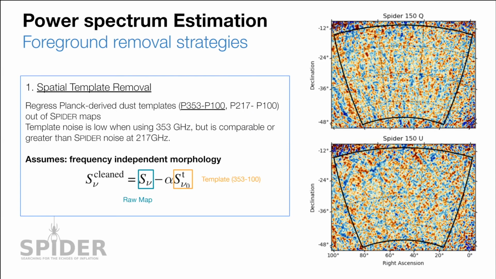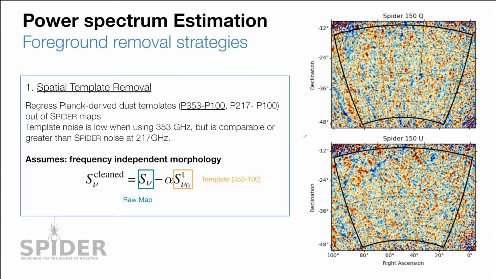We used 2 separate methods to remove the foregrounds in our region. The first one is the template-based spatial removal. It includes a dust template that is made from differences between Planck high frequency maps and 100 gigahertz maps, by assuming the spatial morphology of the dust is frequency independent. So you can simply scale the dust maps to match to a frequency that you care about and subtract that template out from SPIDER maps.